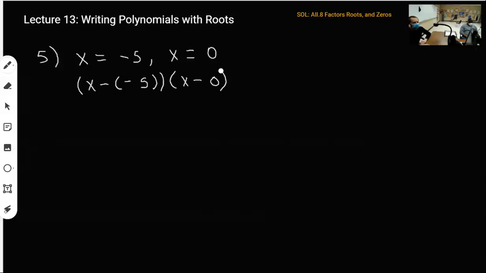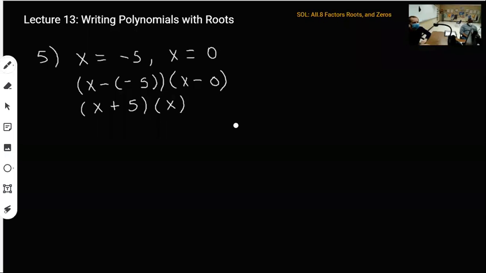Now we can simplify a little bit, right? Because we have a double negative. So that double negative is going to change to a positive, right? So I get x plus 5. And over here, I have x minus 0. Now, if you're subtracting 0, does that change anything? No. Whether you're adding 0 or subtracting 0 or multiplying by 1 or something like that, you're not really changing anything. So this is just going to be an x. And I close that up.